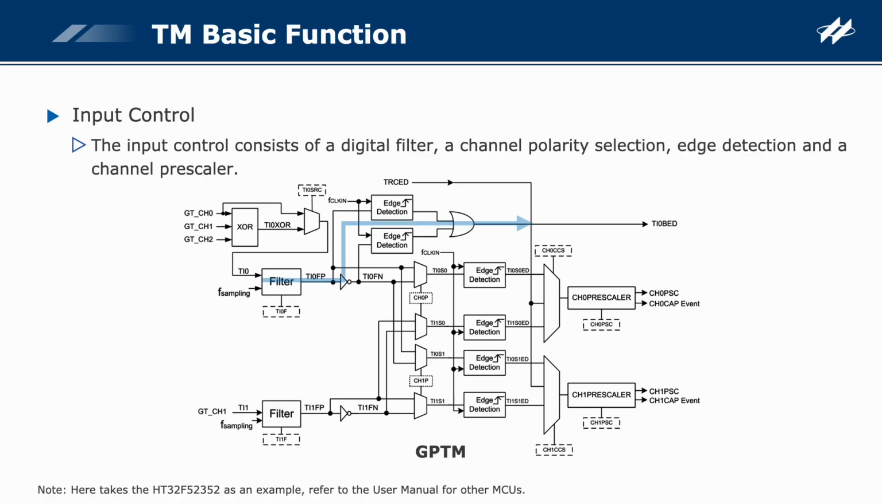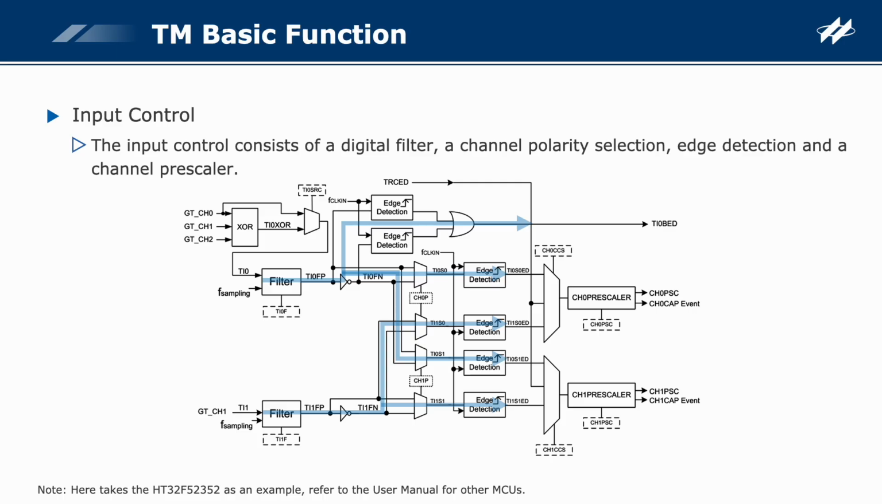Now, let's take a look at the top section. The filtered input signal TI0FP passes through 2 edge detectors to generate an edge detection signal TI0BED. Then the filtered input signal TIXFP passes through a channel polarity to obtain a TIXSX signal, then passes through an edge detector to generate a single edge detection signal TIXSXED. The TIXSXED signal can be used for input capture function.